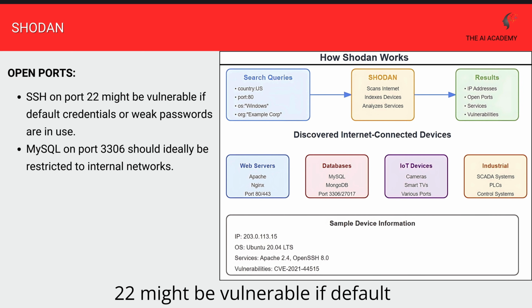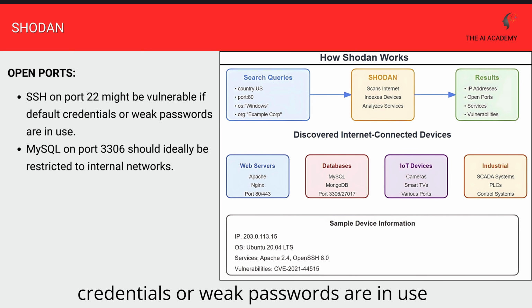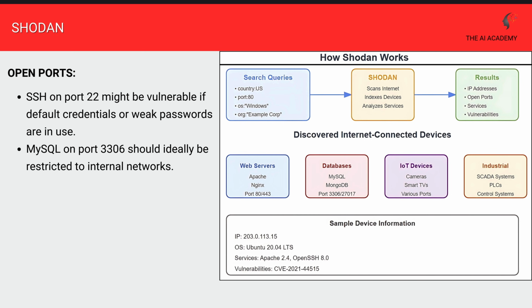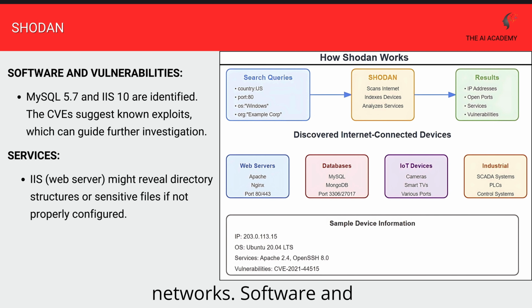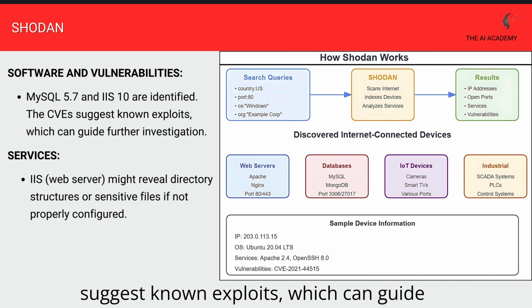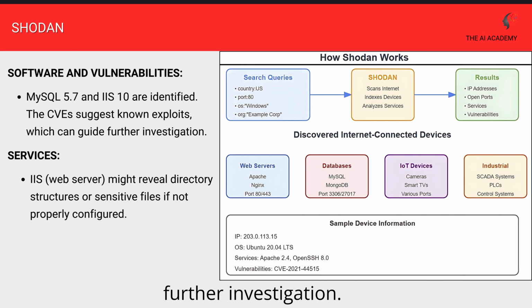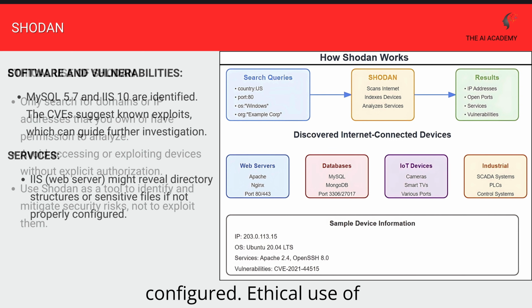Open ports: SSH on port 22 might be vulnerable if default credentials or weak passwords are in use. MySQL on port 3306 should ideally be restricted to internal networks. Software and vulnerabilities: MySQL 5.7 and IIS 10 are identified. The CVEs suggest known exploits, which can guide further investigation. Services: IIS, the web server, might reveal directory structures or sensitive files if not properly configured.